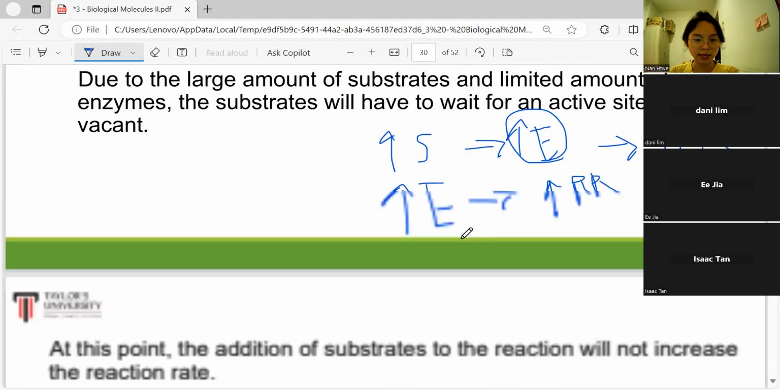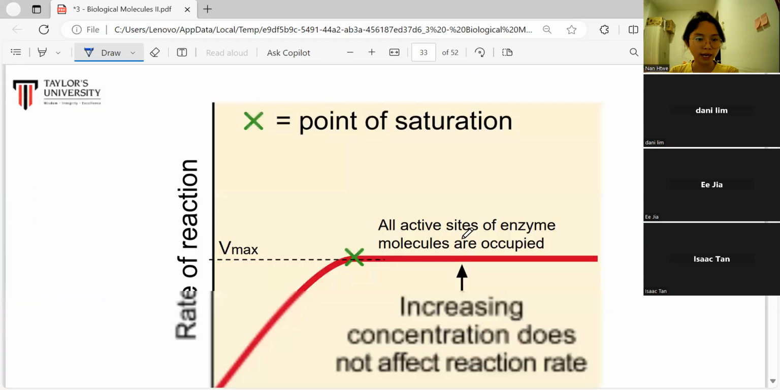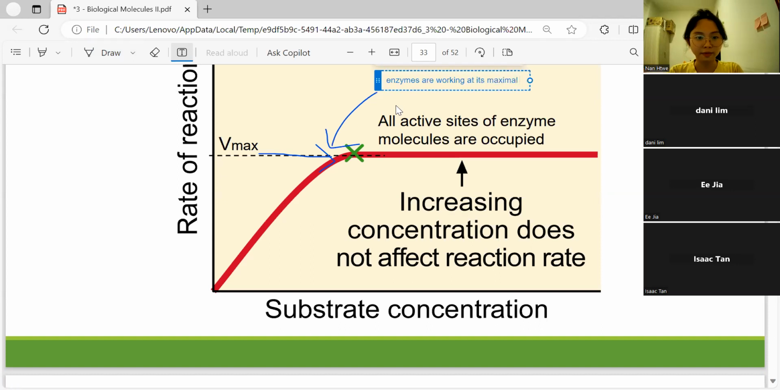So at the end, what happened is that the enzyme will work at its maximum point. You will reach this level. There is no more enzyme. This level shows that there's no more enzyme for substrate to bind with. So here is what happens. The enzyme are working at its maximum level. That's why we call this Vmax.